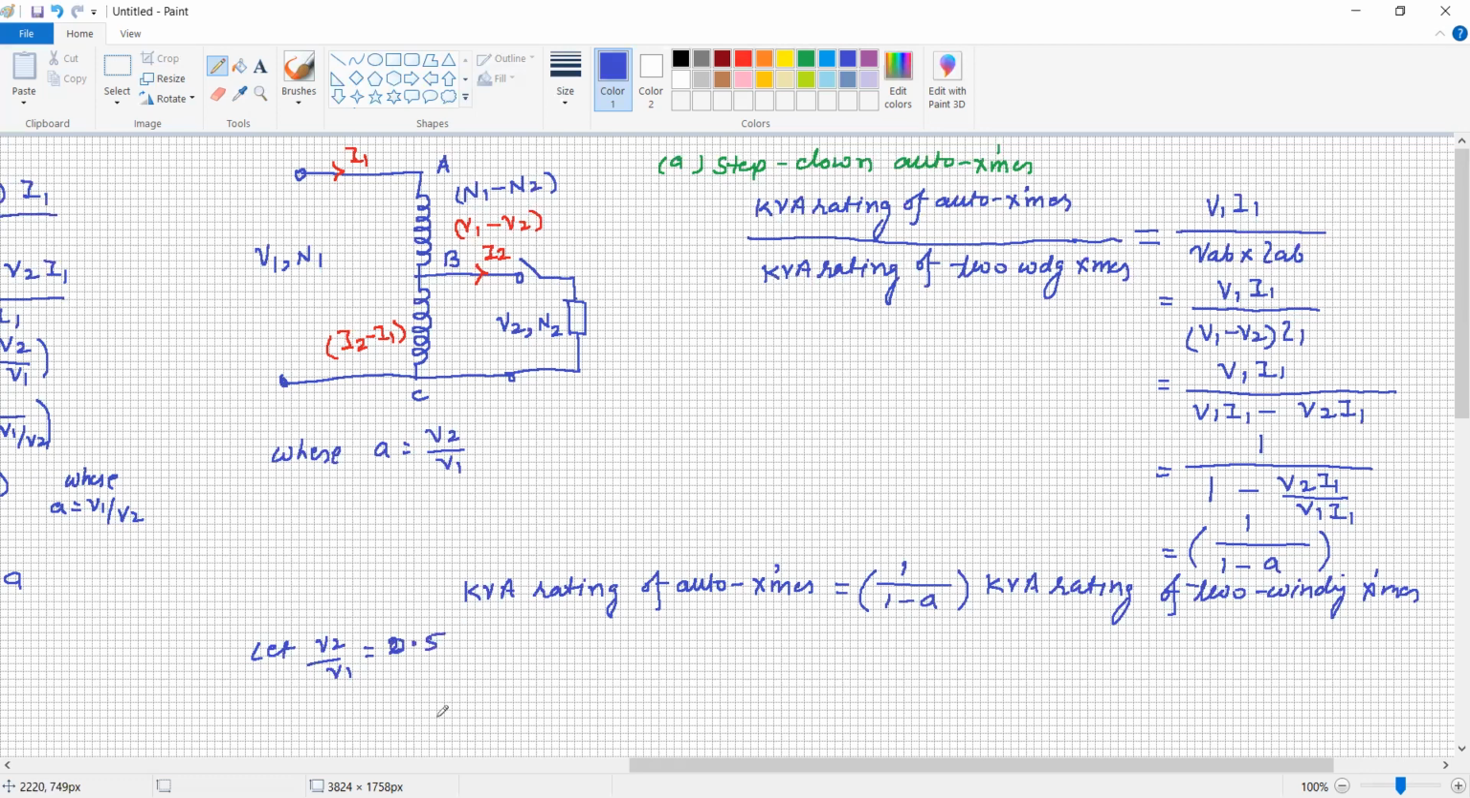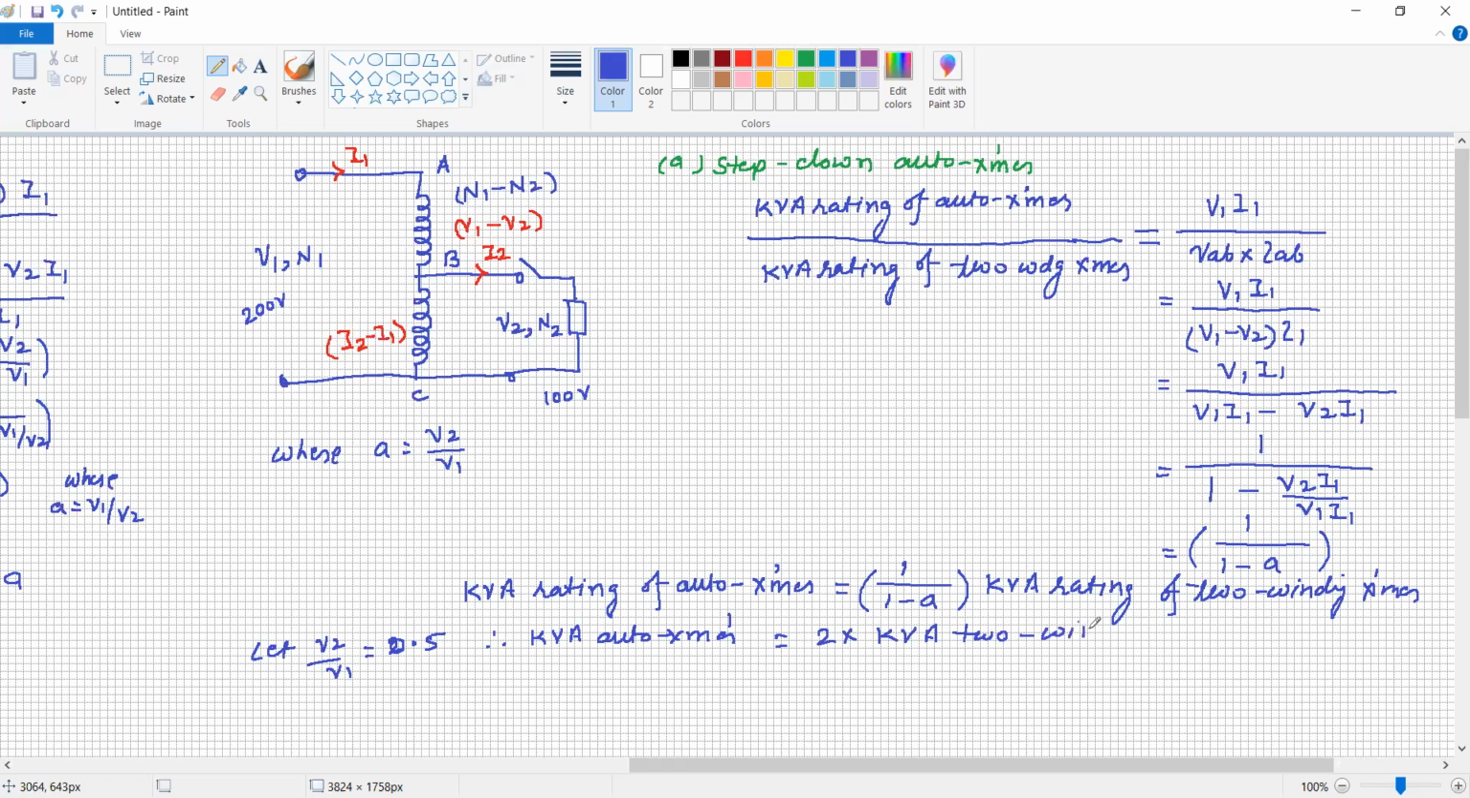0.5 means suppose the voltage is 100 here, the voltage will be 200. So it is a step down transformer. Under such condition, it is 0.5, 1 minus 0.5 is 0.5. So the kVA of the auto transformer is equal to 2 multiplied by the kVA of the two winding transformer.